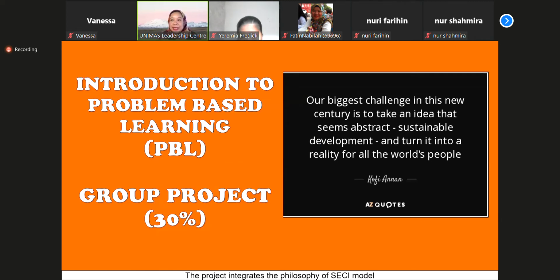This is actually a 30% project, and we want to use the theme of the Sustainable Development Goals, the SDG theme, for the project. The PBL project for this class integrates the philosophy of the SECI model from Nonaka: socialization, externalization, combination, and internalization. These are our guiding framework.